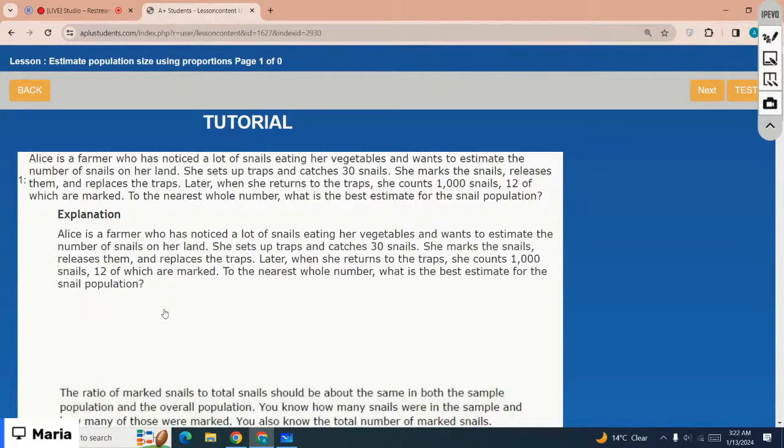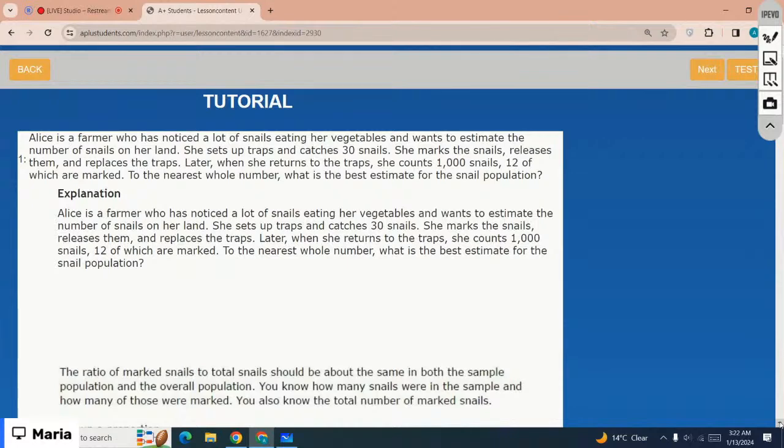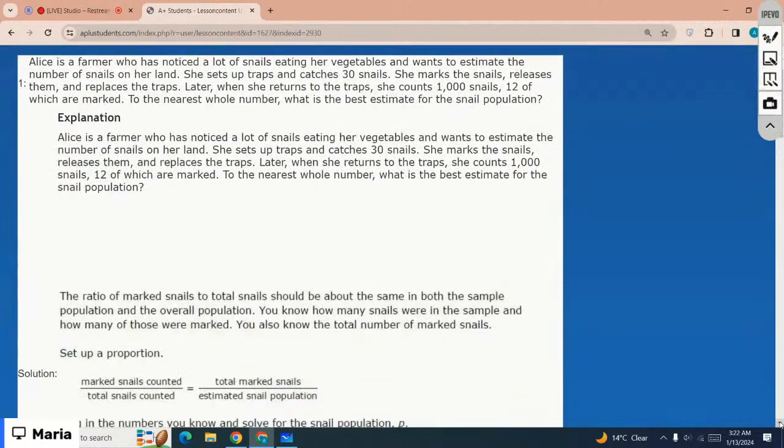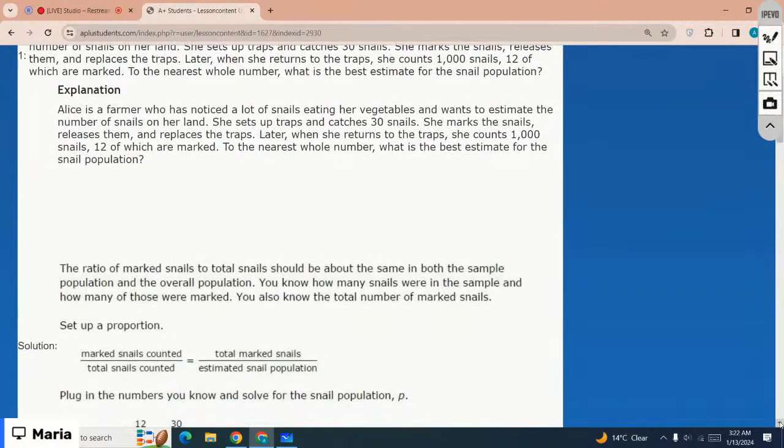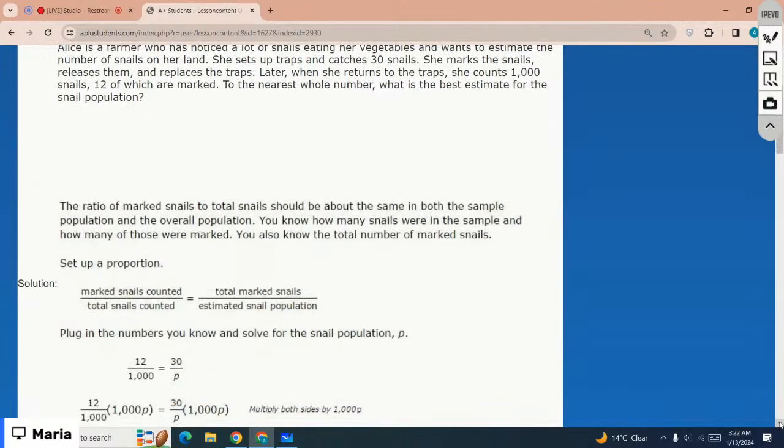You need to calculate the best estimate for the snail population, right? So basically, you need to know how many snails were in the sample and how many of those were marked, right? So the ratio would be marked snails counted divided by the total snails, right? So the total marked snails were 12 and the total in the sample is 1,000, right? And the ones that they originally marked were 30, divided by the estimated population.